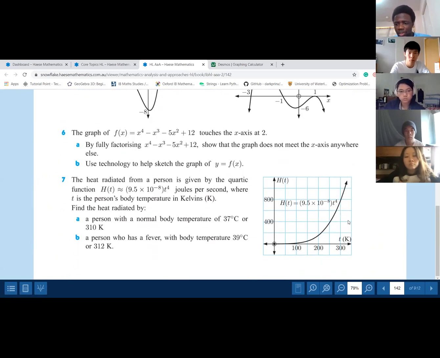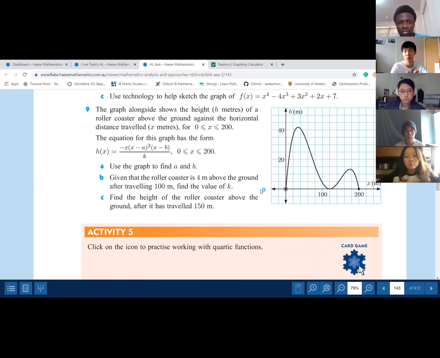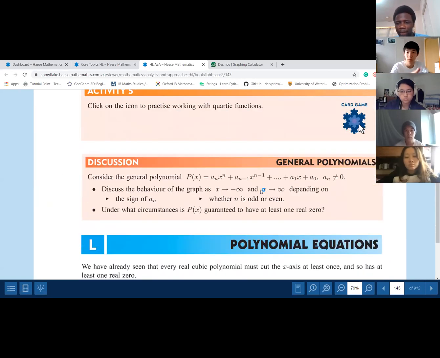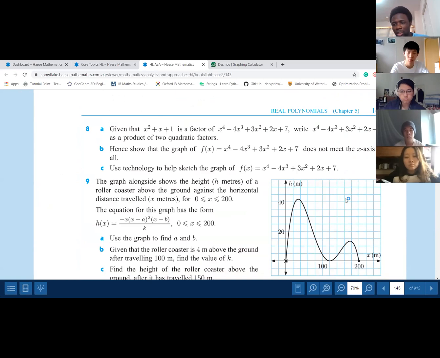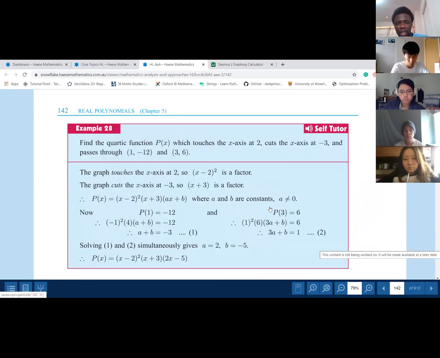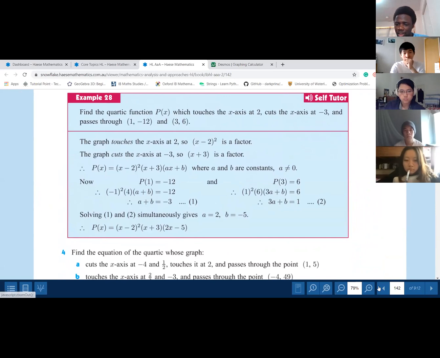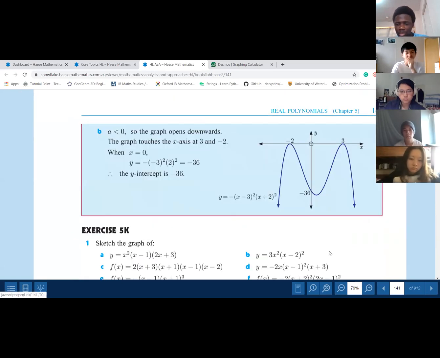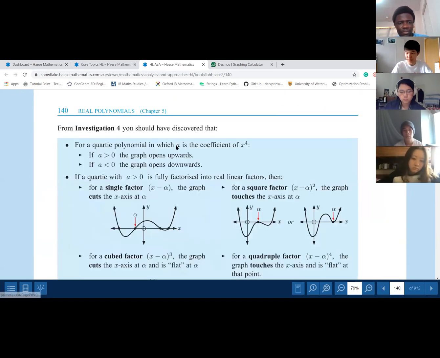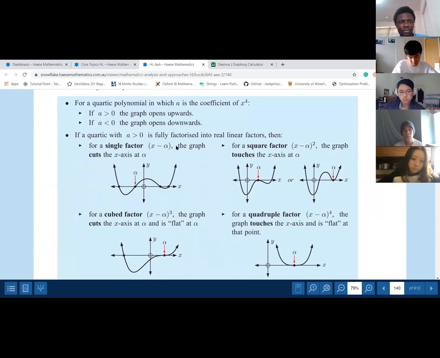degree 4 functions. The rest is just some additional problems that can be solved. Okay, we'll be looking at more interesting polynomials later. Okay, so I'll be sending this to the group now. Let's do that first. I'll start from here.